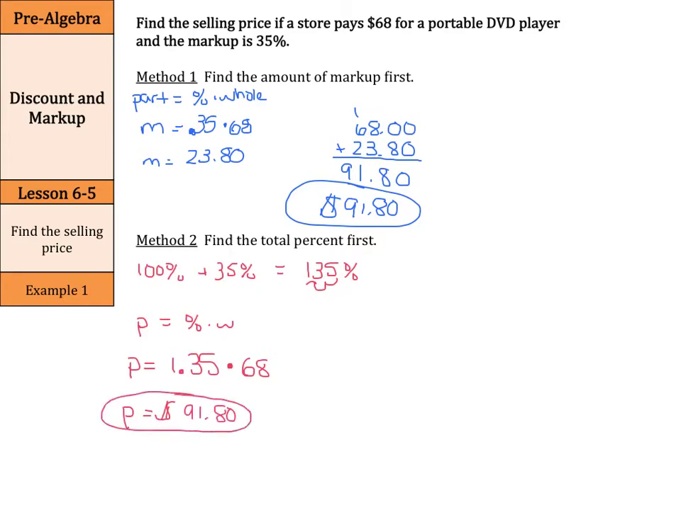So again, in this method, we'll add the 100%, which represents the $68, and the 35%, which represents our markup, to say, okay, our selling price is going to be 135% of the price the store paid. We can use our percent equation. Our percent times that whole amount will get us a total of $91.80. So two methods for you to use on how to find selling prices.